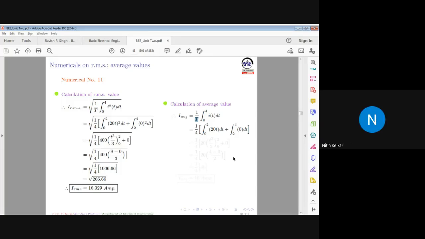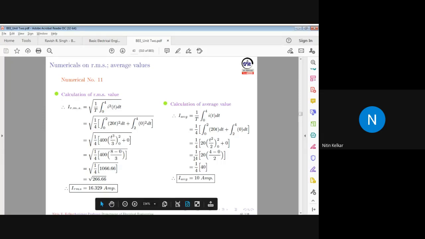How many amperes? 10 amperes. So I am also getting the same value. So this is how I have carried out the calculation further. I hope all of you are aware how much is the integration of t dt. It is t square by 2. Here it was t square dt, so its integration is t cube by 3. So does anyone have any difficulty with this numerical, or is it clear?